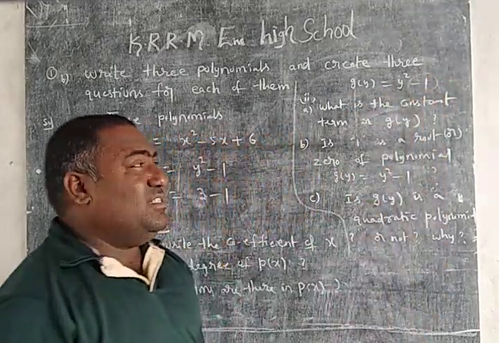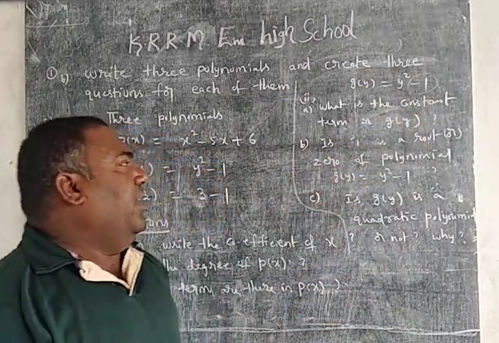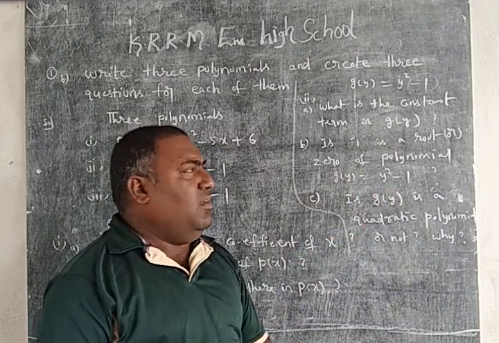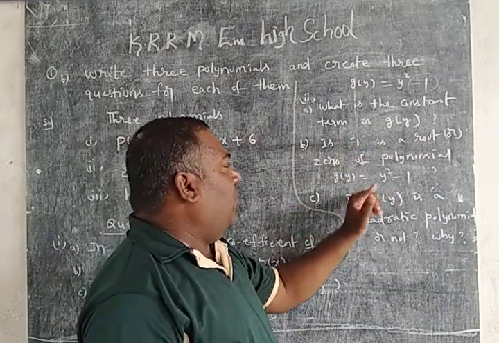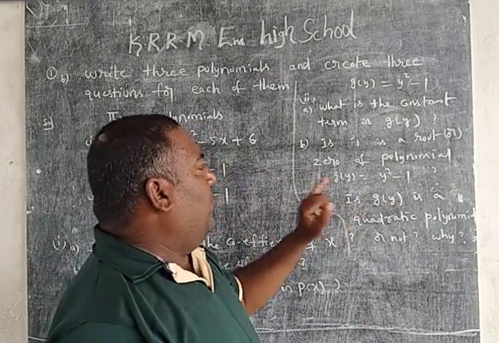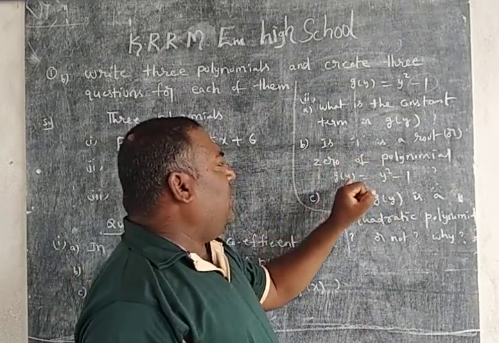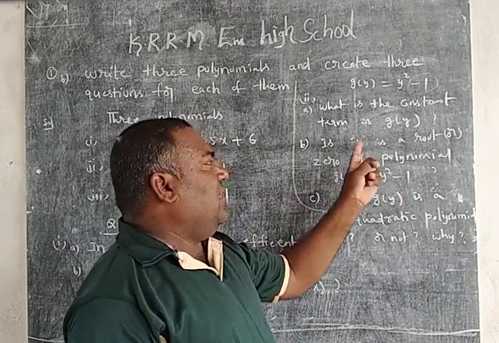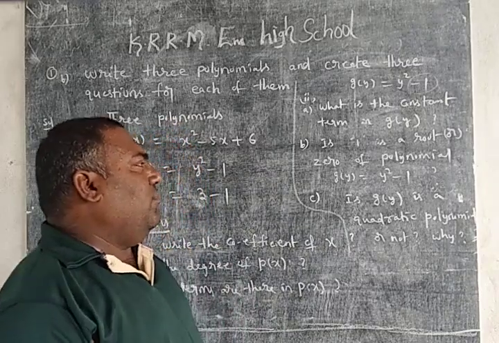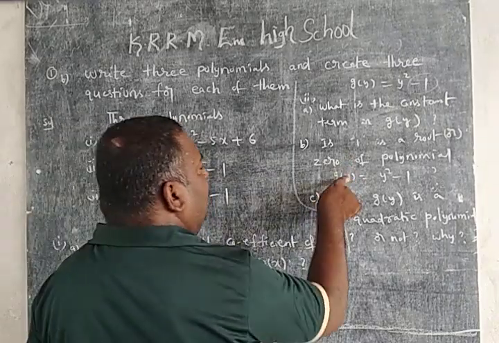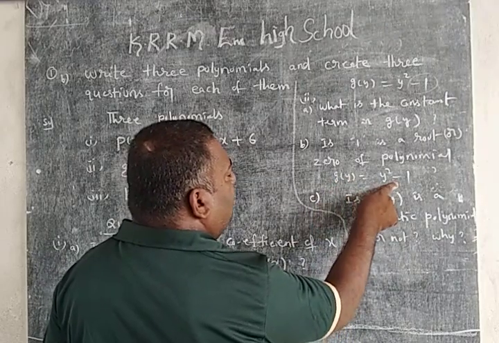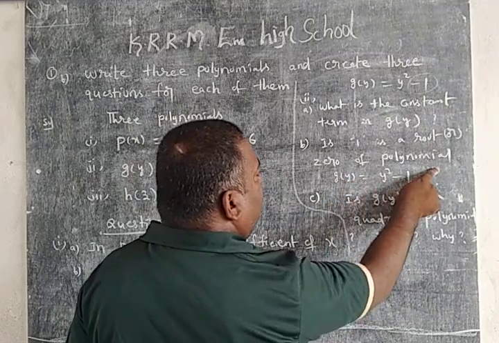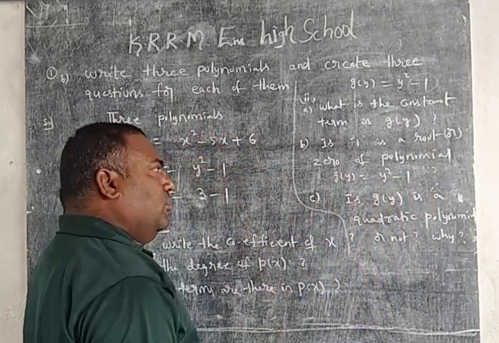Minus 1. Minus 1 is the constant term in g of y. Second question, is 1 the root of the polynomial g of y equal to y square minus 1? When we say that 1 is the root or zero of the polynomial, replacing y by 1 in g of y, if we get the value 0, then we say that 1 is the root of the polynomial. So g of 1 is equal to 1 square minus 1, that is 1 minus 1, which is equal to 0.